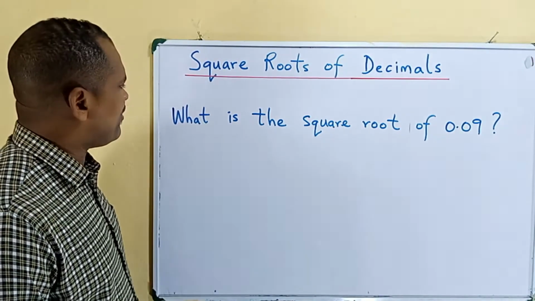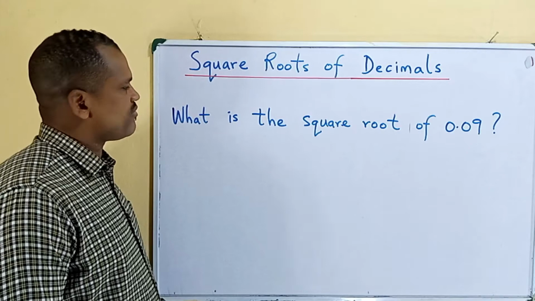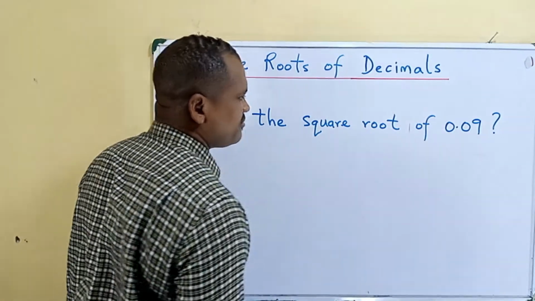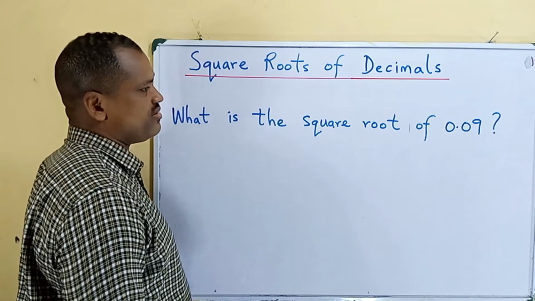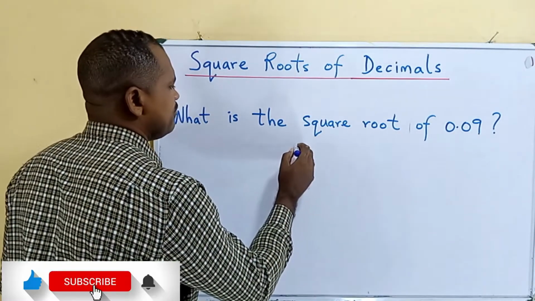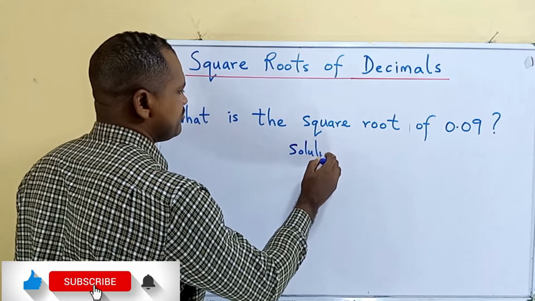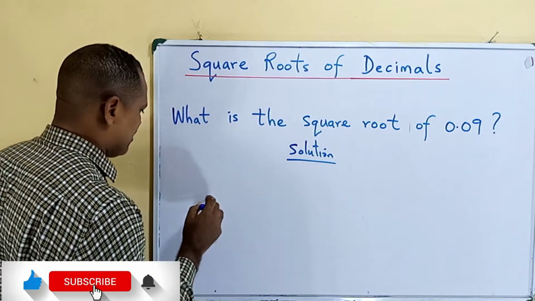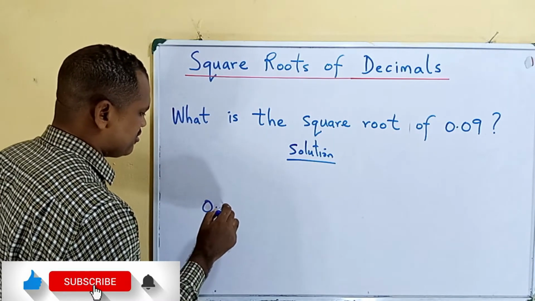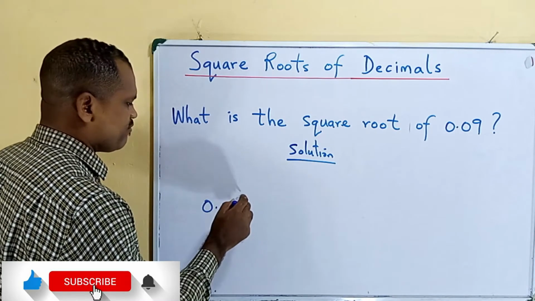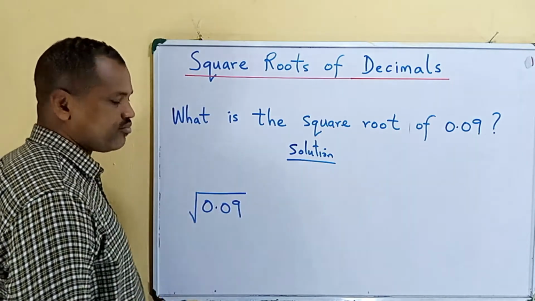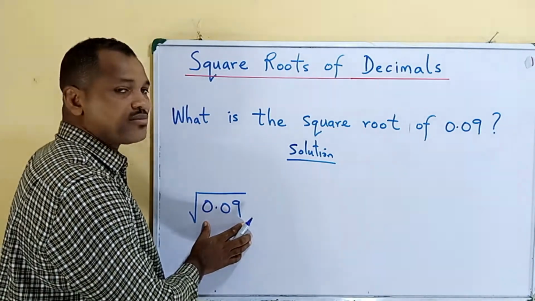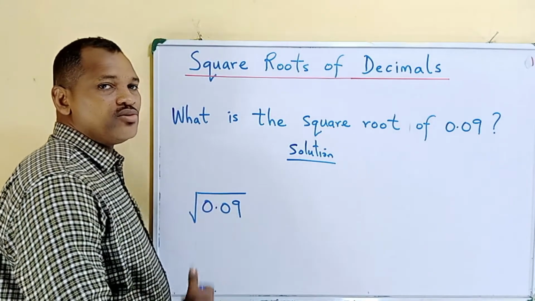Now, let's say I ask to find the square root of 0.09. How do you go about it? Very simple. Permit me to write the solution here. 0.09, the square root. All you need to do is to change this decimal to a fraction.